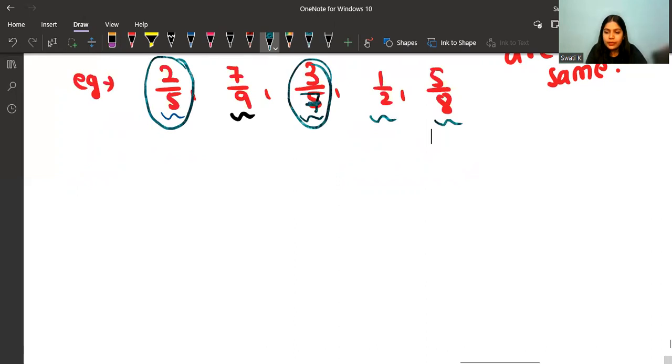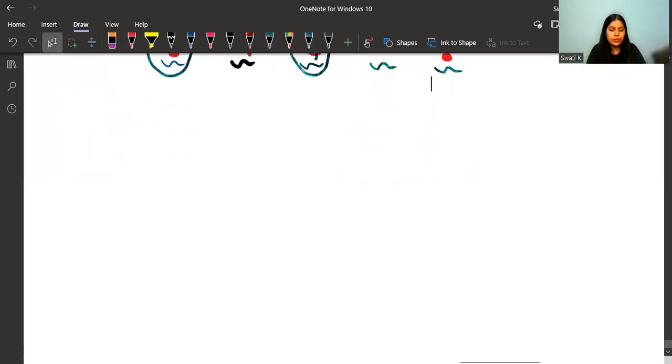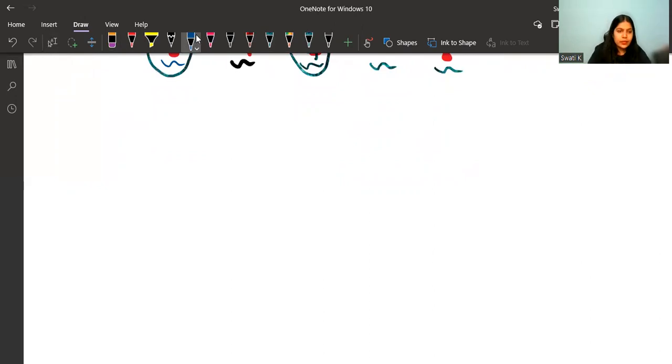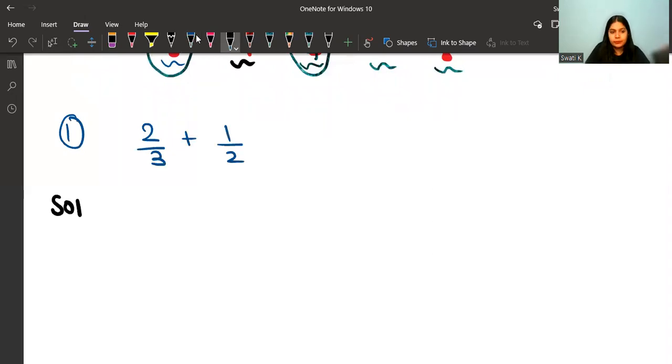Now let's quickly go to the questions and how we can solve the addition and subtraction of unlike fractions. So I'll be taking some examples. The very first and very simple question is 2 by 3 plus 1 by 2. So you will simply take the LCM. So for 3 and 2, the LCM is 6.